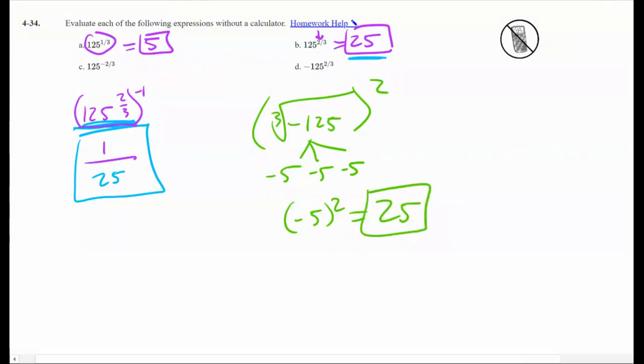So you can take the cube root of negative numbers. We end up squaring it anyways, which makes it back to positive. So this one was 1 over 25, and this one here is just also 25 here. And there's the answer for all four.